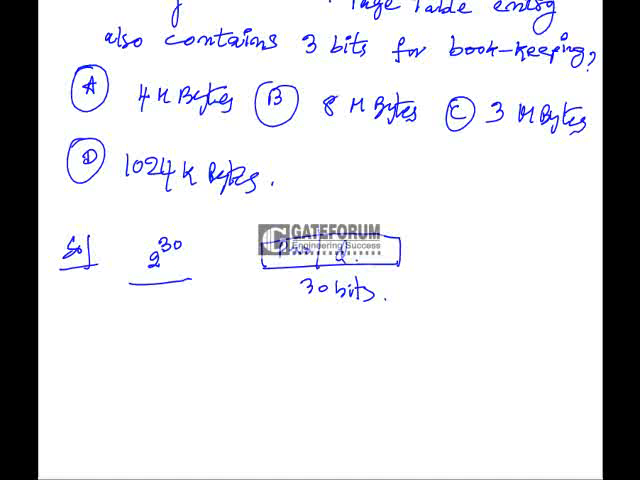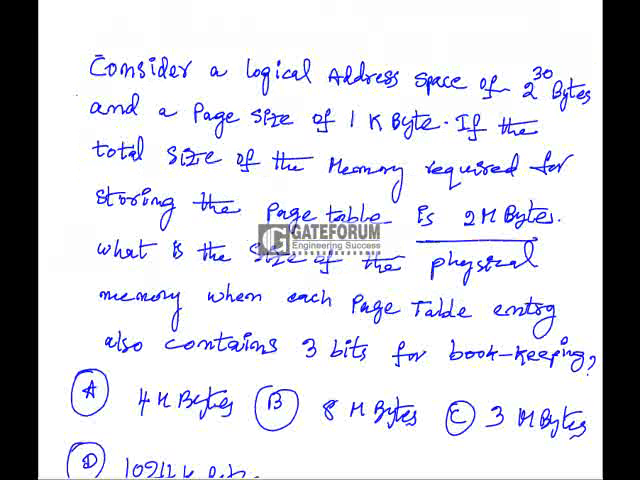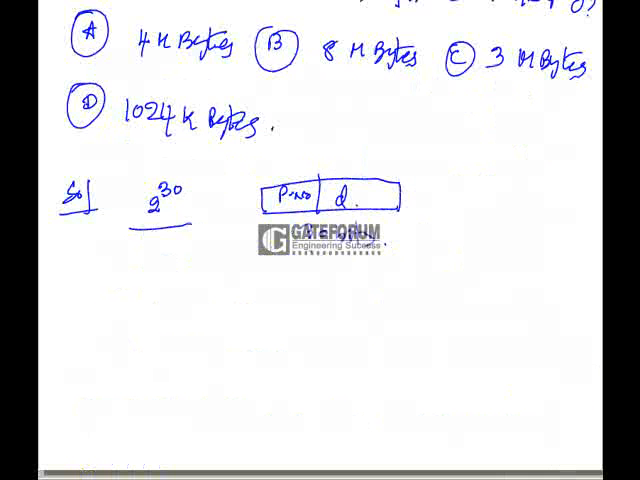The total size of memory required for storing a page table is given as 2 megabytes. And then, what is the size of the physical memory when each page table entry also contains 3 bits for bookkeeping? Out of these 30 bits, a page size is given, that is 1 kilobyte. 1 kilobyte means 2 power 10 bytes. So the displacement we can decide based on the page size. So 10 bits are required to identify one entry in the page.